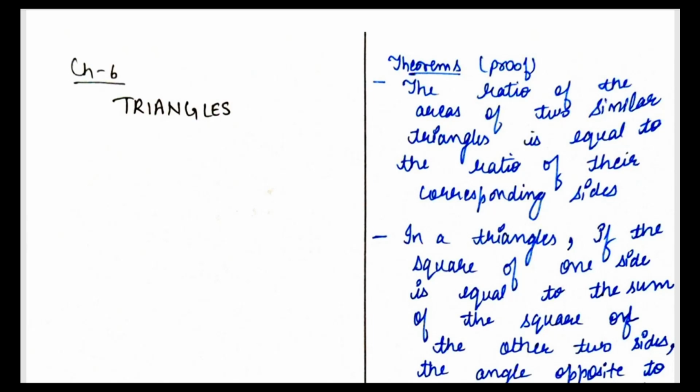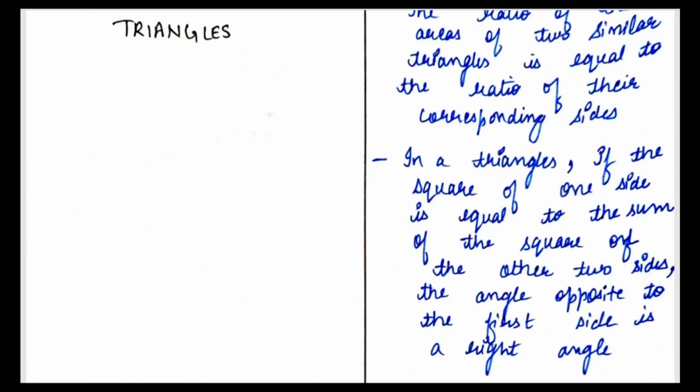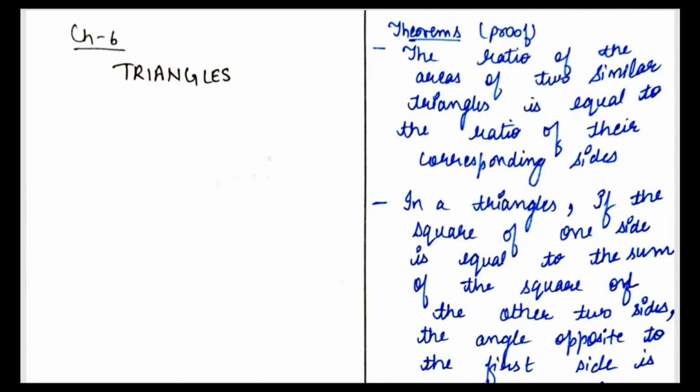Next is triangles. Triangles में दो important theorems के proof remove हो चुके हैं. The first theorem is the ratio of the areas of two similar triangles is equal to the ratio of their corresponding sides. And the next one is the converse of the Pythagoras theorem, the last theorem you can say. These two theorems are completely removed. Their proofs you don't have to do. You can just read the statements for your knowledge, but the proof is not in syllabus anymore.